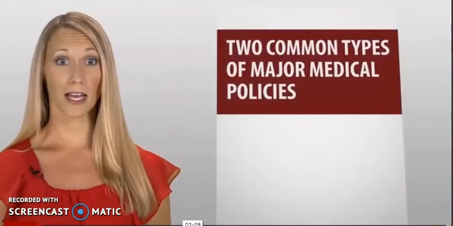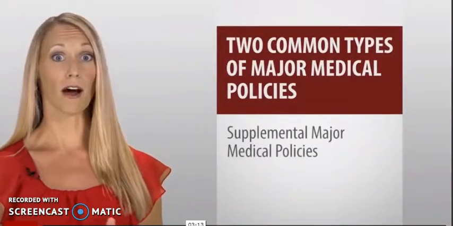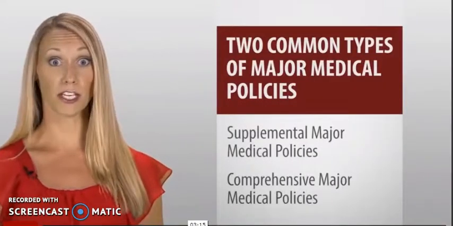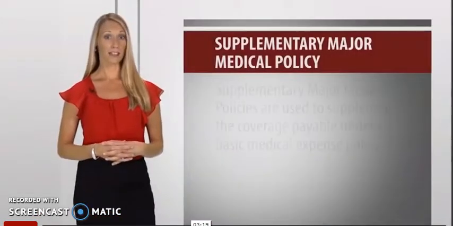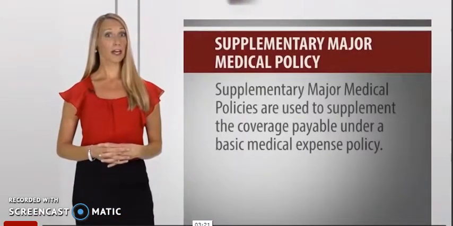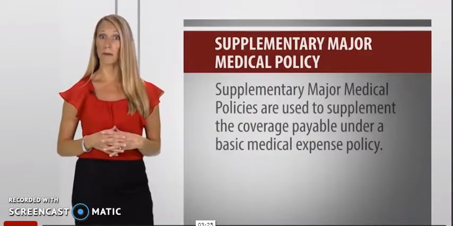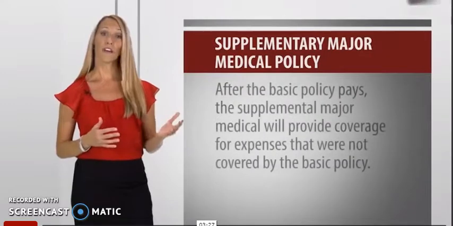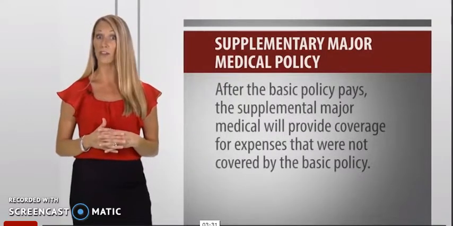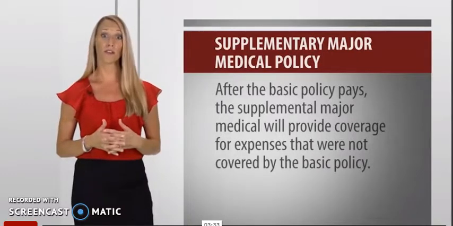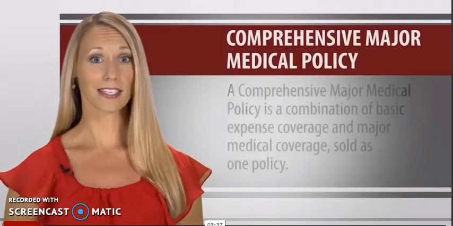There are two common types of major medical policies available: supplemental major medical policies and comprehensive major medical policies. Supplementary major medical policies are used to supplement the coverage payable under a basic medical expense policy. After the basic policy pays, the supplemental major medical will provide coverage for expenses that were not covered by the basic policy.